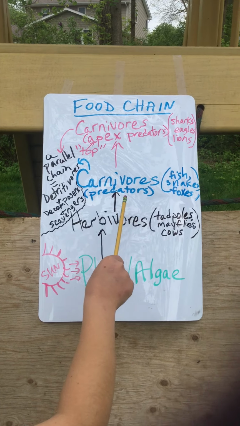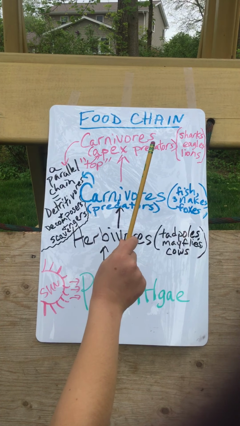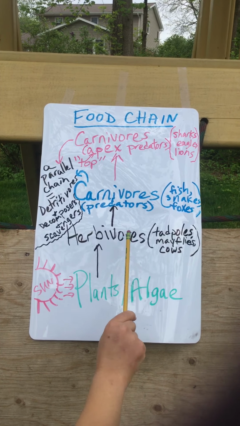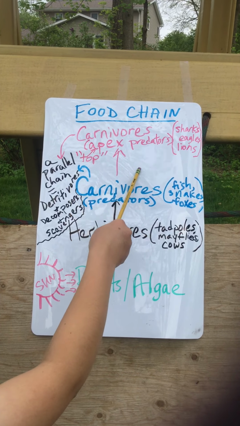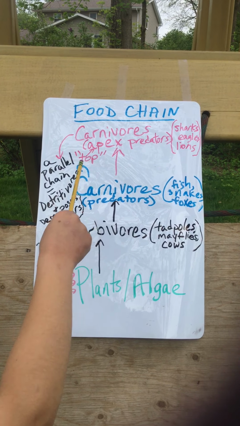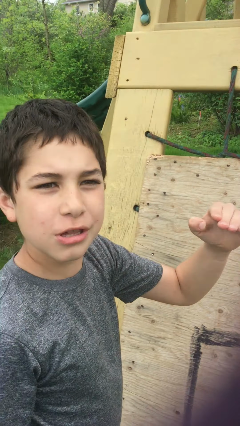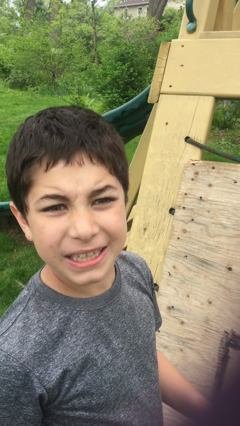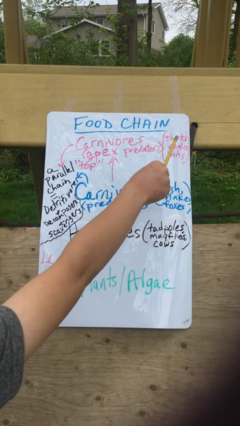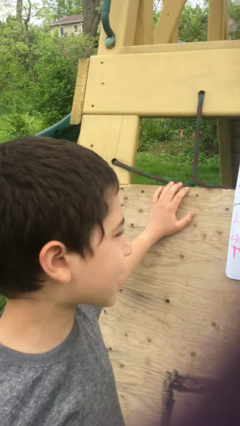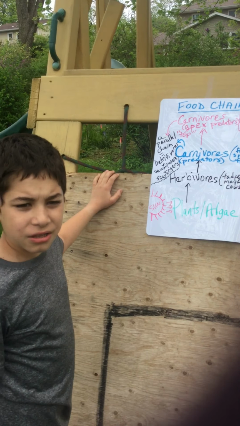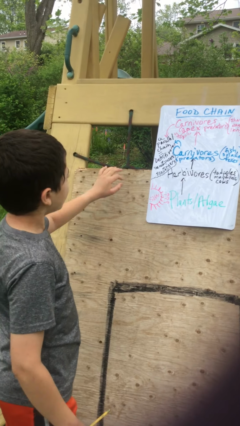and then even higher than them are things that can eat these predators, these carnivores and the herbivores, which are the apex predators. Those are also carnivores. Apex basically means top, so they're at the top of the food chain, which means basically nothing eats them. So those are sharks in the ocean, eagles in the sky, because those eat snakes, and lions in the deserts in Africa.